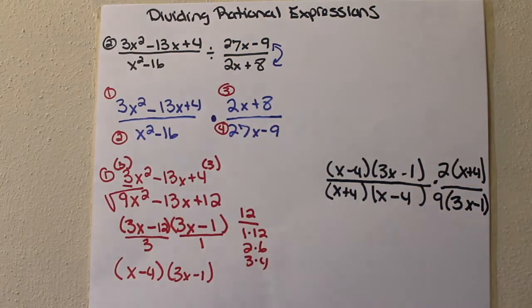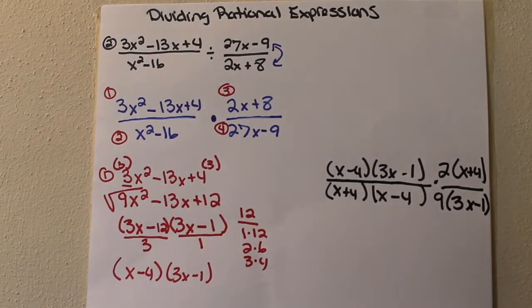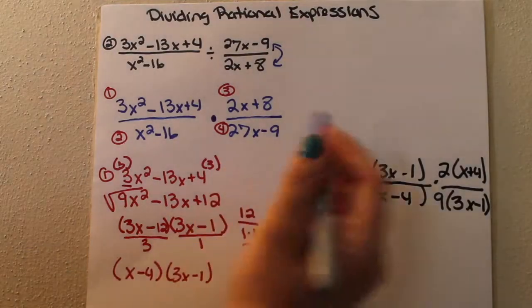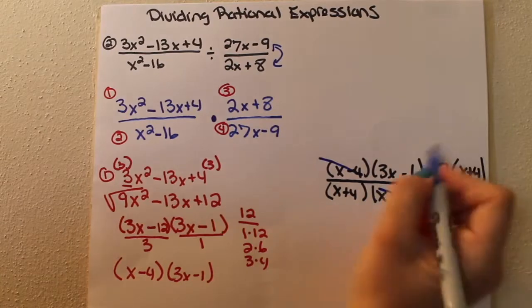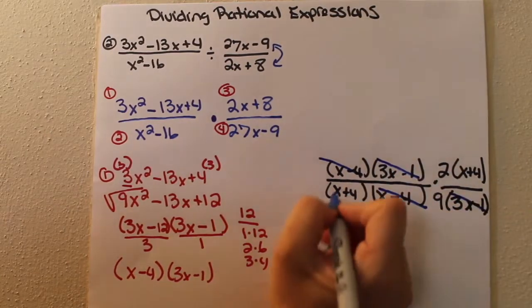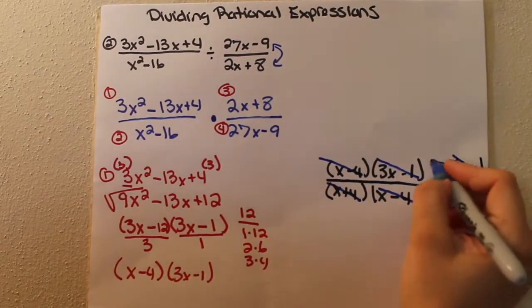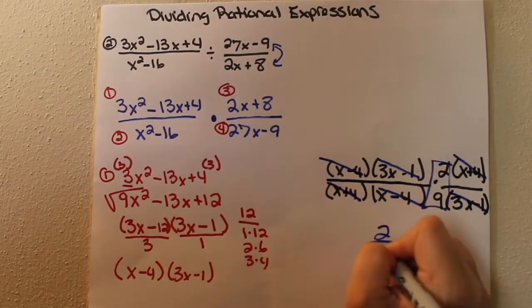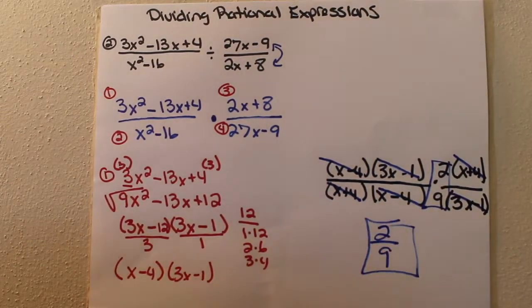Now I'm going to begin looking for things that I can cancel. I can see that I have an x minus 4 and an x minus 4, 3x minus 1, 3x minus 1, x plus 4, x plus 4. The only thing that's left is 2 over 9. And that cannot be simplified, so that will be my final answer.